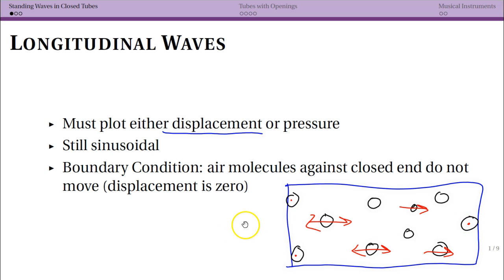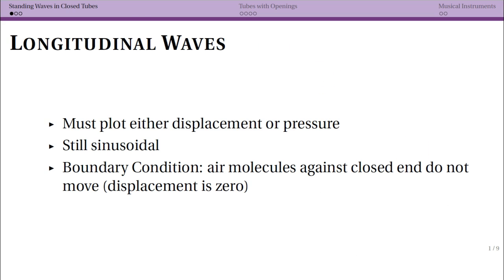So what that means is we're going to have displacement nodes at the wall, and that should remind you of what we talked about for strings. So even though the terminology is going to be different and the picture is different, at least initially, when we have a closed wall, we have a very similar boundary condition in that our displacement is 0.